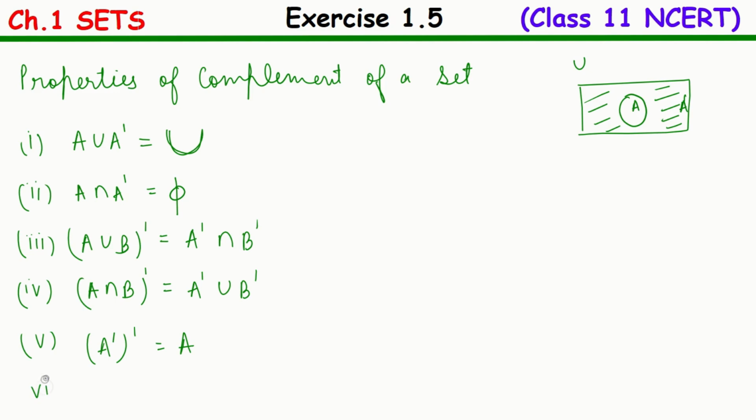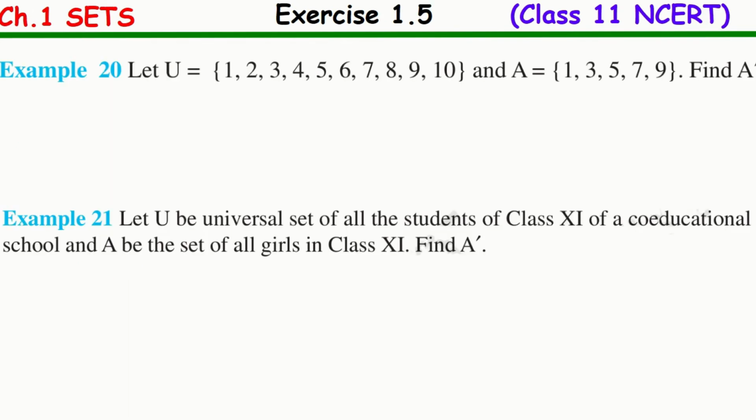Then the sixth property is that the complement of phi is equal to the universal set U. Phi is an empty set, and complement means whatever is not present in phi. So what is not present in phi? Everything is not present, so it will become the universal set. Then one of the last properties is U complement is equal to phi. U is the whole universal set, and if we take its complement, nothing is present, so it will be phi. So that's all for the basics.